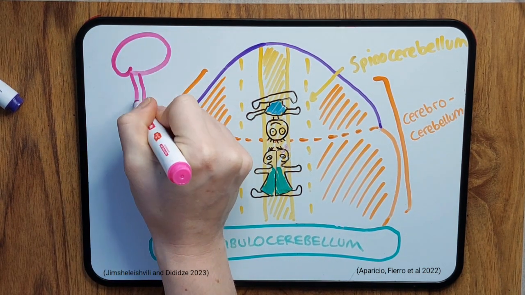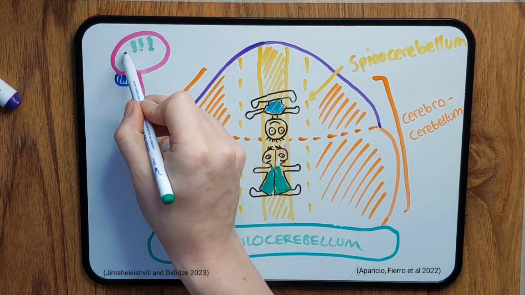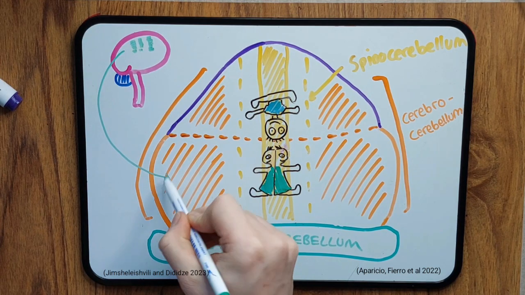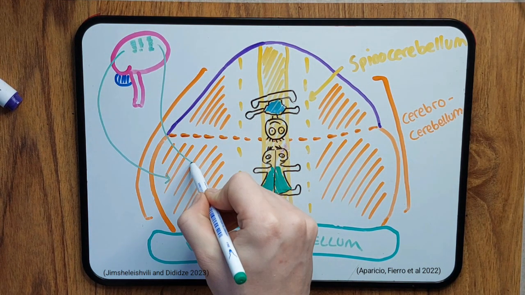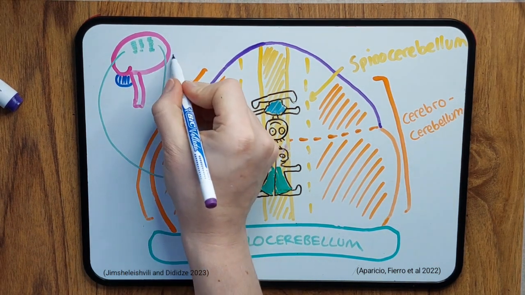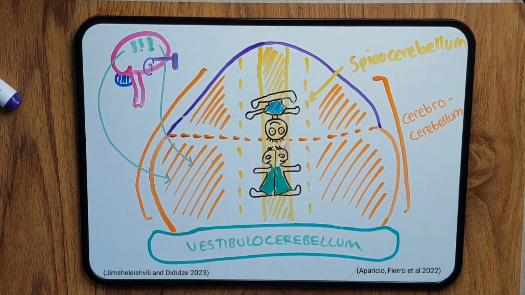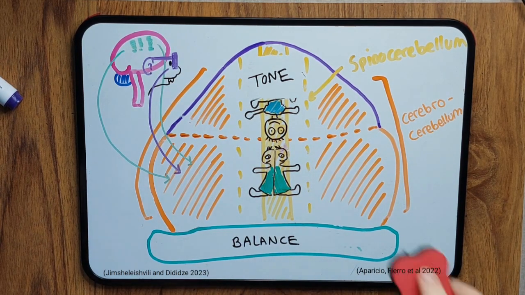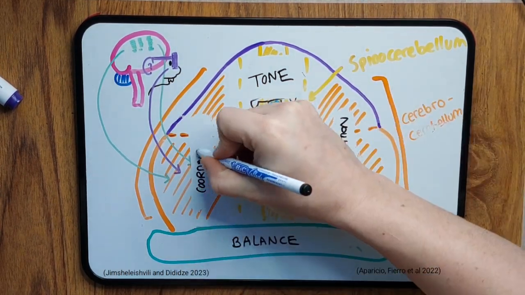Information about planning and doing motor movement travels from the pre- and primary cortex to the cerebellum so it can be perfected. Information about sensation travels from the primary and secondary somatosensory cortex, so we know how to make a decision. And lastly, information travels from the visual system, specifically objects that are moving in our vision. In brief, the spinocerebellum is responsible for tone, the vestibulocerebellum is responsible for balance, and the cerebrocerebellum for coordination.